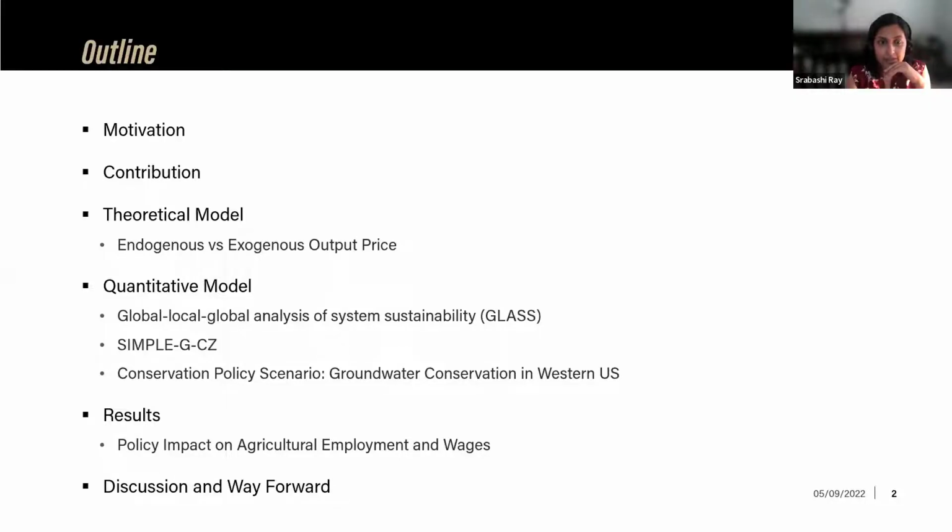So here's a brief outline for this roughly 20-minute talk. I'll first talk about the motivation and the contribution of this work, delve deeper into the theoretical model under two different assumptions, describe the quantitative model, and propose this new model that we are developing in this paper, called the Simple G Commuting Zones model. That's what CZ stands for. Then I'll briefly go over some results and conclude with where this research is headed next.